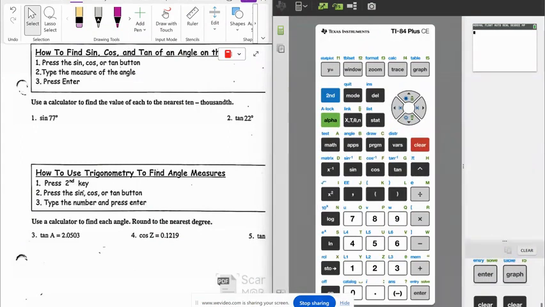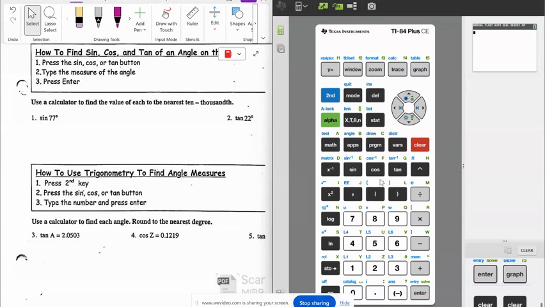All right, so we're starting off simple. I'm saying use a calculator to find the value of each to the nearest 10,000th. All right, so we are rounding to the nearest 10,000th. What I want you to do is we're going to type in sine of 77 degrees. What does this mean? They're saying if I have a right triangle and one of my acute angles is 77, the side opposite the 77 and the hypotenuse, because that's what sine is, right? Opposite over hypotenuse, will make some ratio. What is the ratio it's going to make as a decimal? That's what we're going to find out.